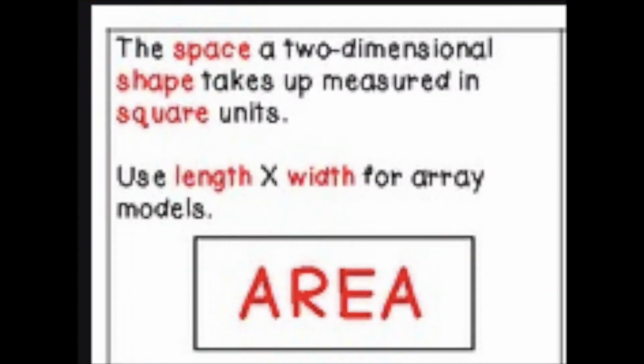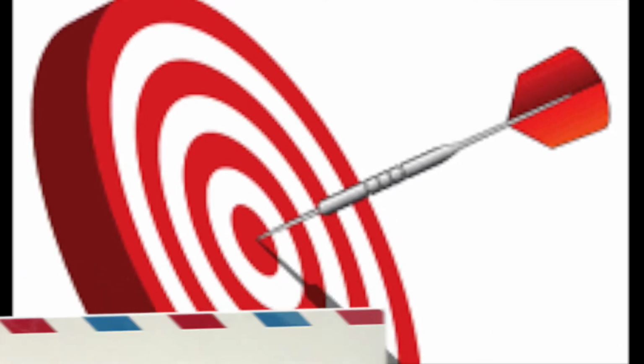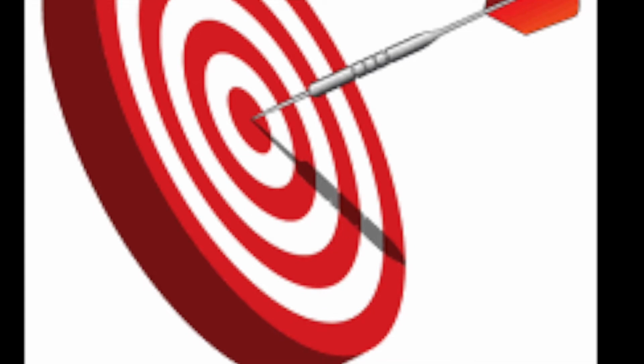Now, when we don't have those squares, we're going to use a formula for area, length times width. And what I want you to think about is taking aim. Just like a bullseye, you're aiming for the center. Here we're talking about what's inside of the shape that we're measuring.